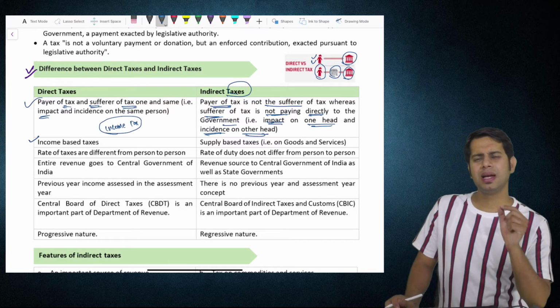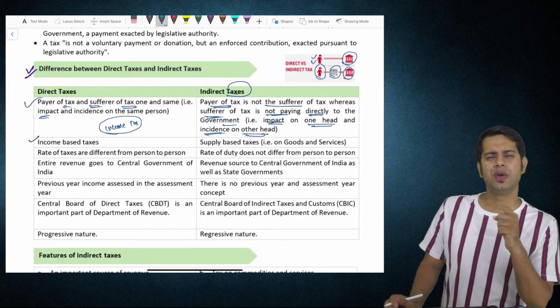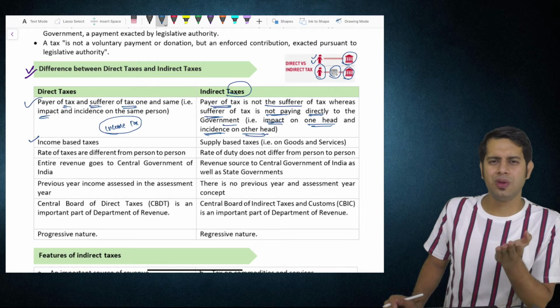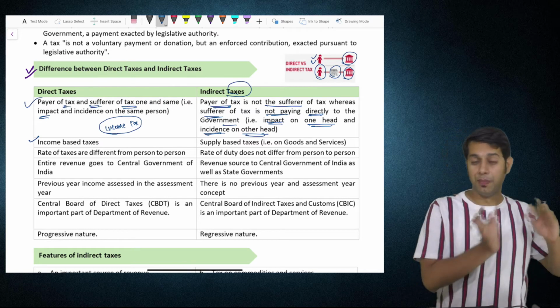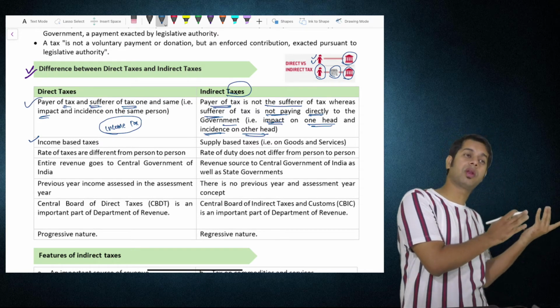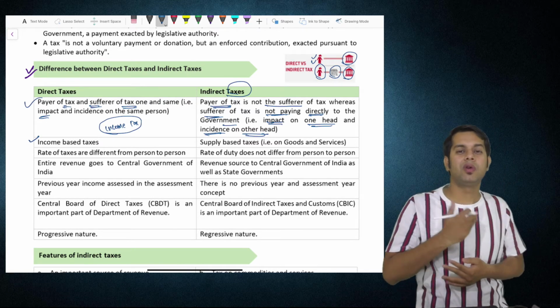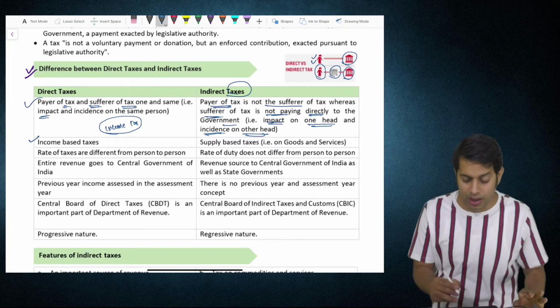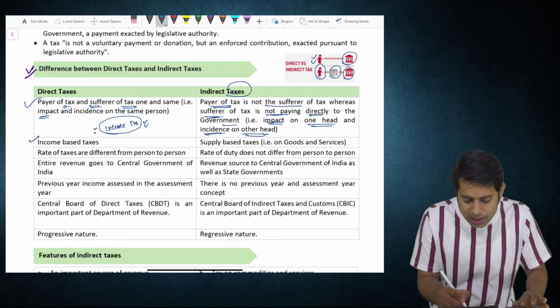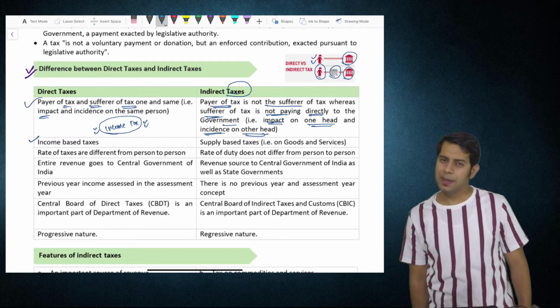Sir, but in income tax there is income from other sources where we tax gifts also. Yes, that is taxable under income tax only, as income from other sources. Before 2000 there was one type of tax which was collected called gift tax. No, ignore. So this income tax is an example for direct tax.